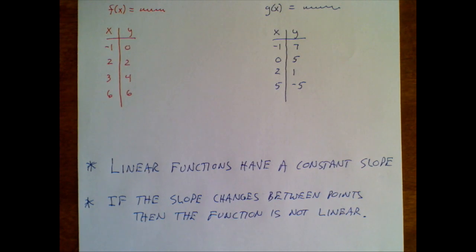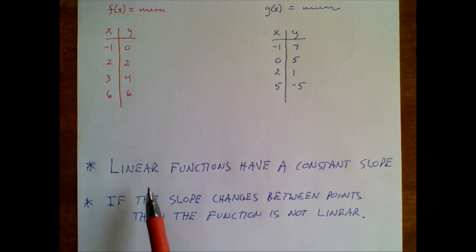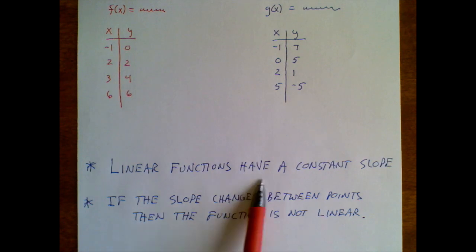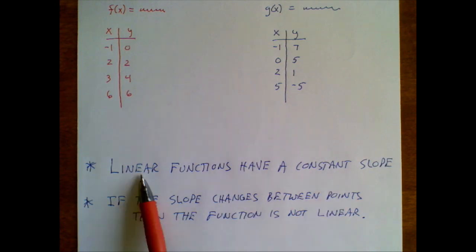So since graphing it is not always the best option, we're going to also use slope to determine if a function is linear. Basically, if as I go through this table or this table, the slope remains constant, I have a linear function. If the slope changes between the points, then the function is not linear. We'll show you how this works in a moment.